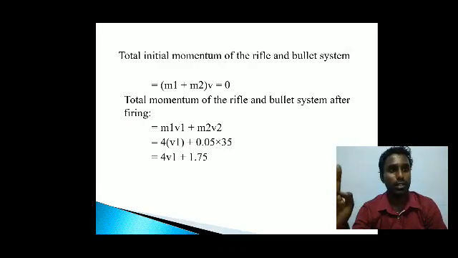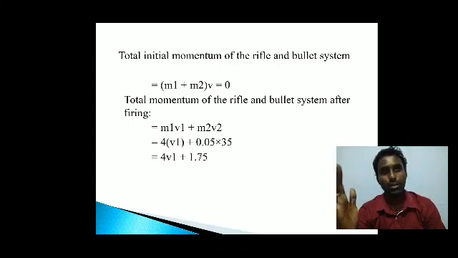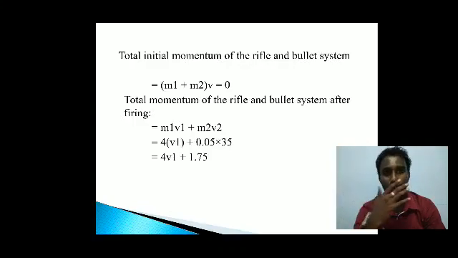m1 u1 plus m2 u2. Initially both are at rest, so u1 is 0 and u2 is also 0. That means m1 into 0 plus m2 into 0, totally 0. So the initial momentum will be 0 meter per second.